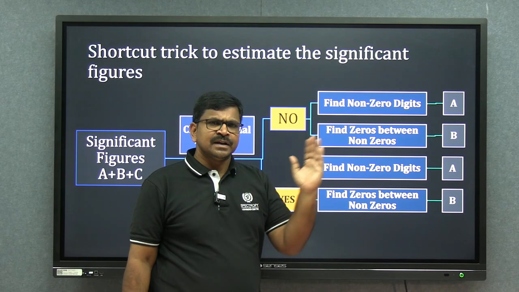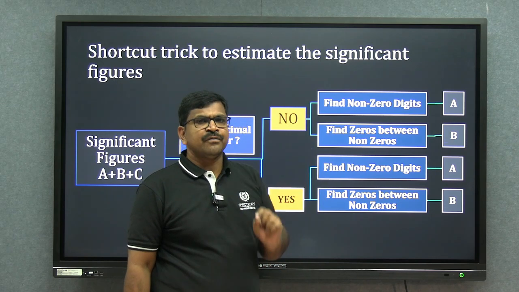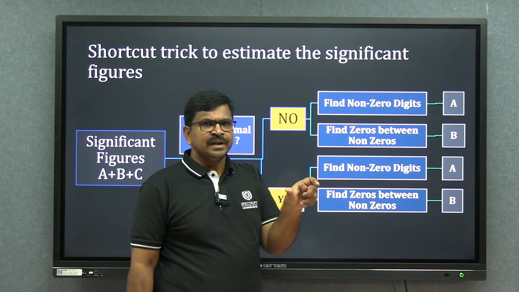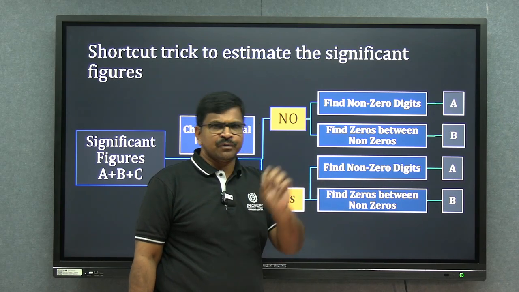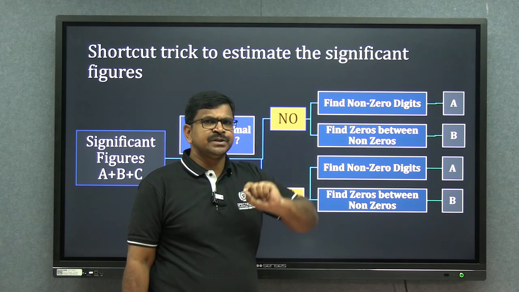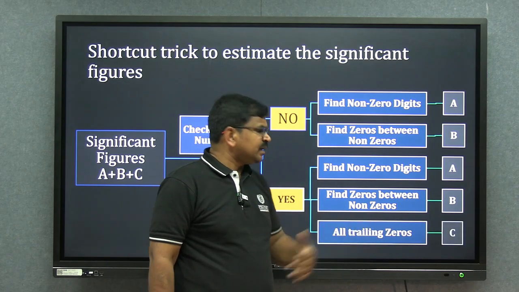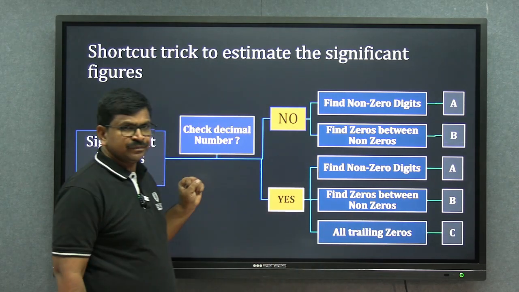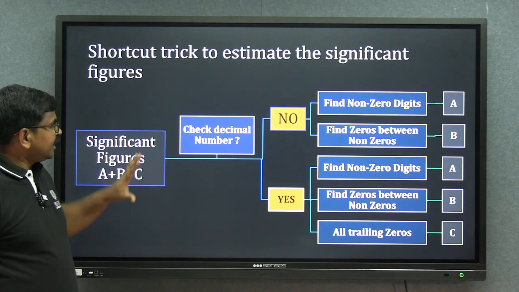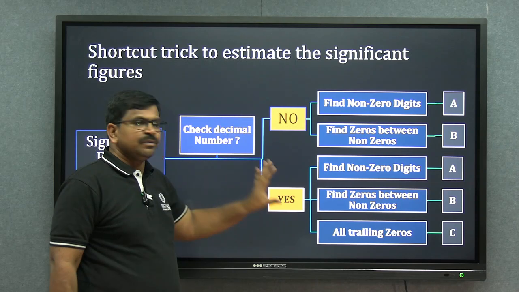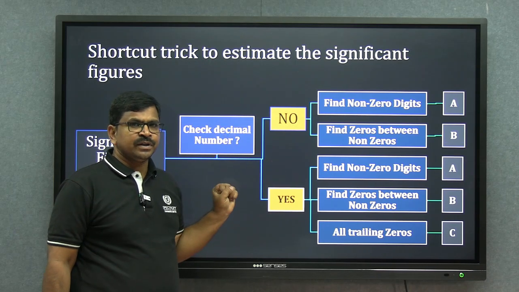Trailing zeros means the rightmost zeros after the last non-zero digit, whether they are after the decimal or before the decimal. After the last non-zero digit, however many zeros there are, those are called trailing zeros, and we should add them. I hope you got it. If it is not a decimal number, only A and B. If it is a decimal number, A, B and C altogether we should count.